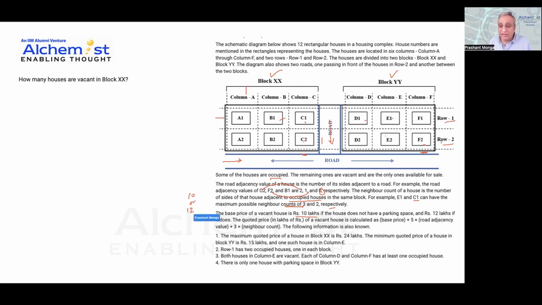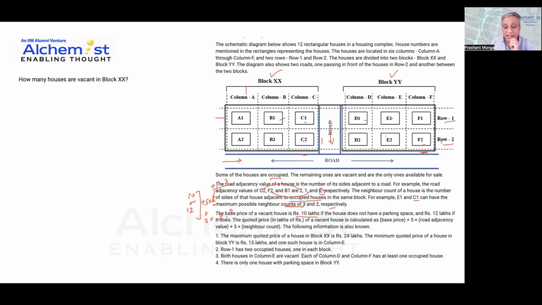Then the road adjacency value that we calculate gets added to it. So the price would be the base price plus 5 into the road adjacency value. Now road adjacency value could be 0, 1, or 2, and it can be found out from the location of the house. Plus it will be 3 times the neighbor count. Neighbor count could be a maximum of 3, depending on how many are occupied, and it could be 0 also if none of the houses is occupied.